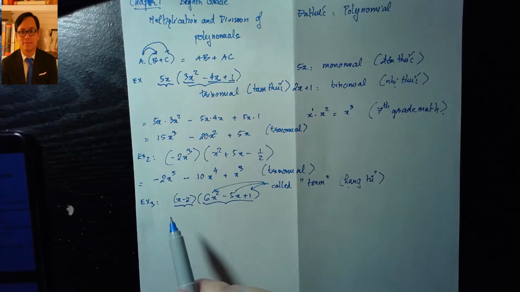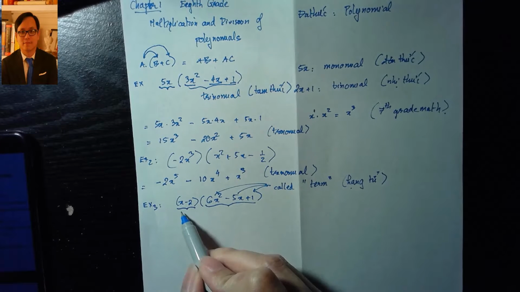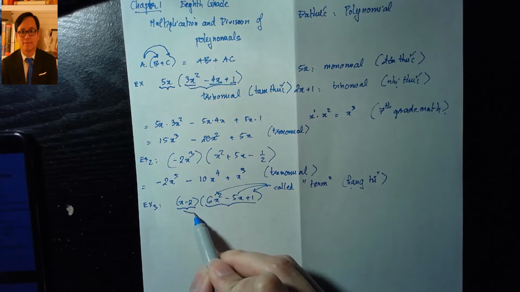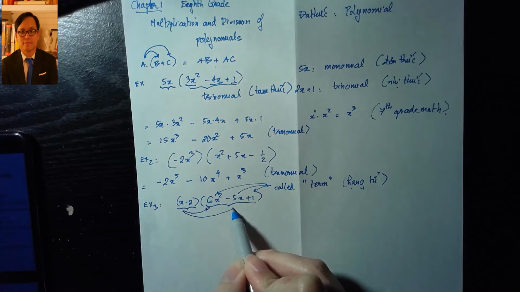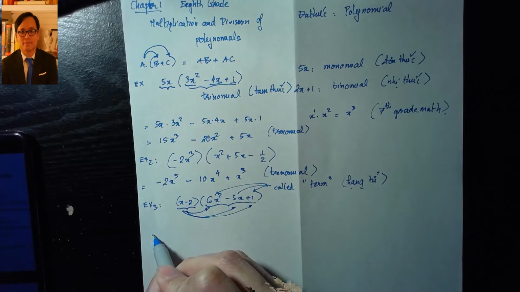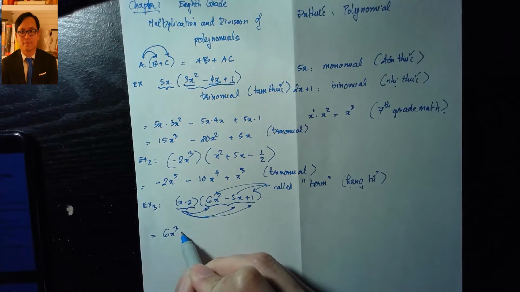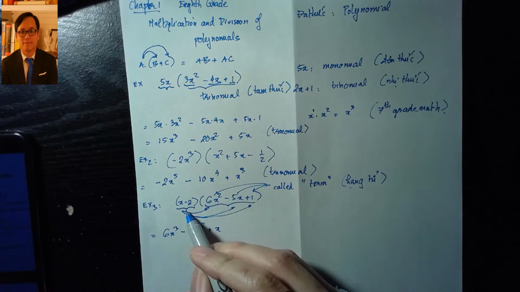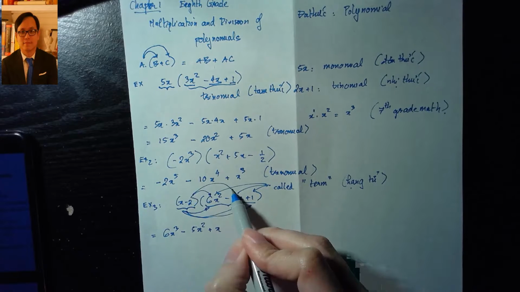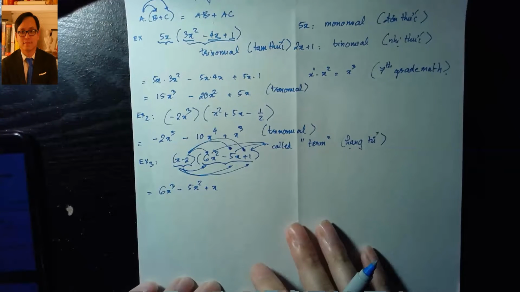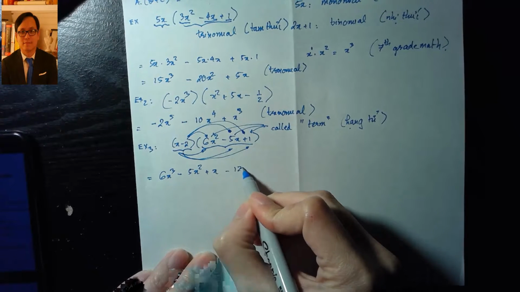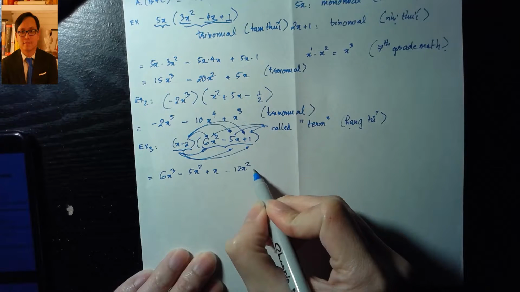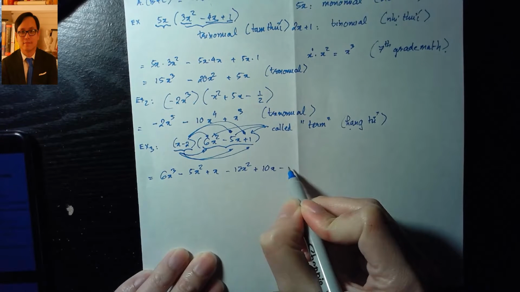So I'm going to start distributing. Again, I'm going to take the first term and distribute it in. So it becomes 6x to the third power minus 5x squared plus x. And I'm going to distribute this one. So what we have will be negative 12x squared, positive 10x, and negative 2.